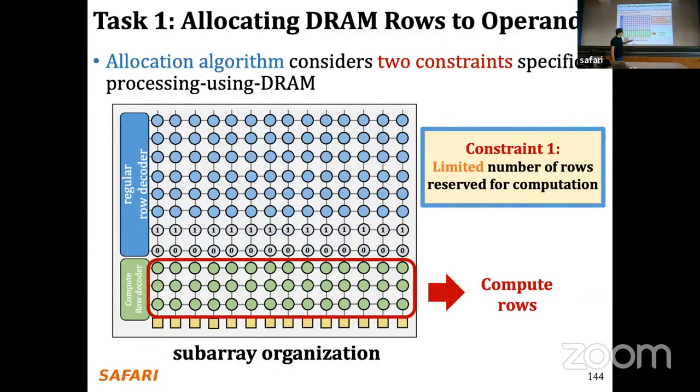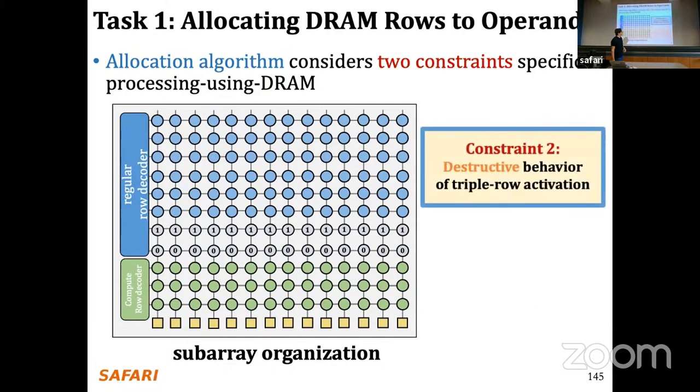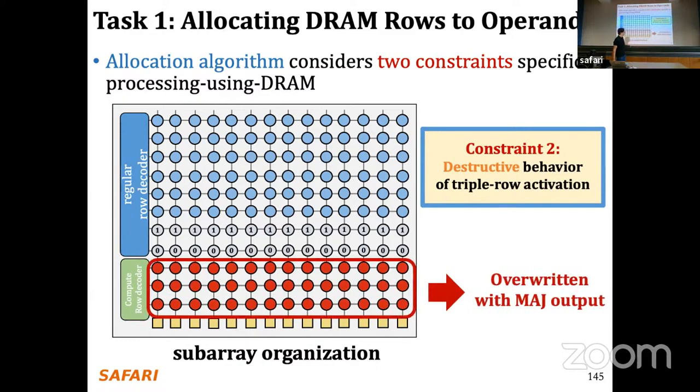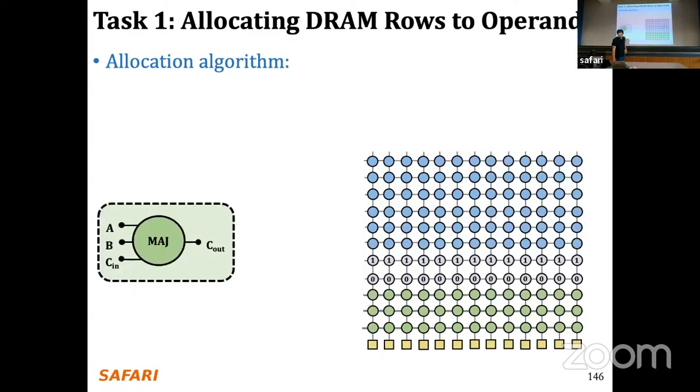One constraint to take into account is that the number of computation rows is small. And the second constraint is that there is destructive behavior of the triple row activation. So when you activate three rows at the same time, remember the three of them will end up having exactly the same value. So that's something to consider as well when you orchestrate all these internal data movement and operations. Destructive because all of them are overwritten with the majority output, right?